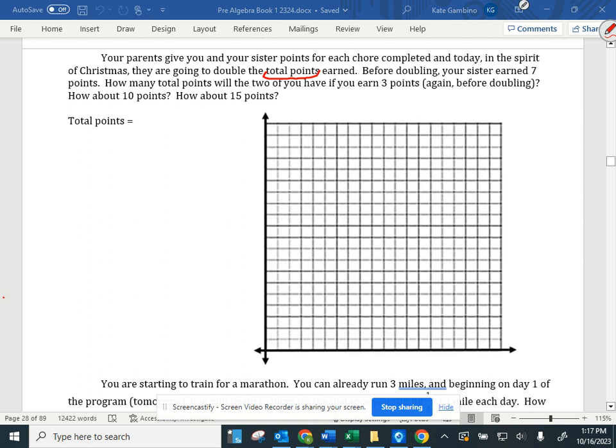What does total mean? What math do we do to find the total, Emerson? We're adding. So we're adding my sister's points and my points, and then we double it. Any guess on what that expression might look like? What do you think, James? P for points, and then parentheses 2.